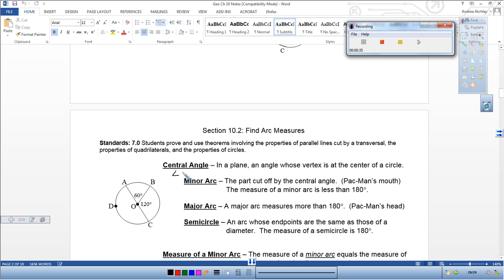So angle AOB is a central angle of the circle.